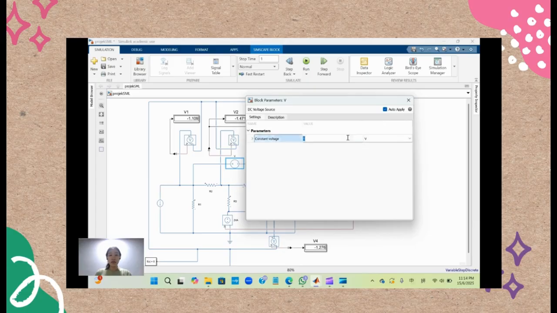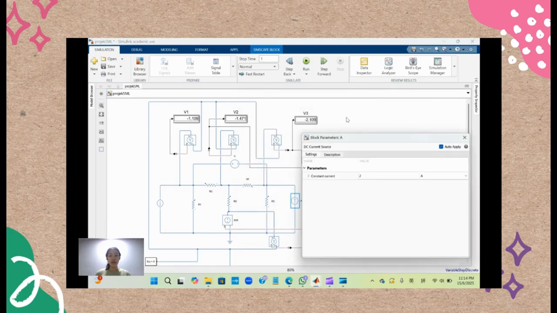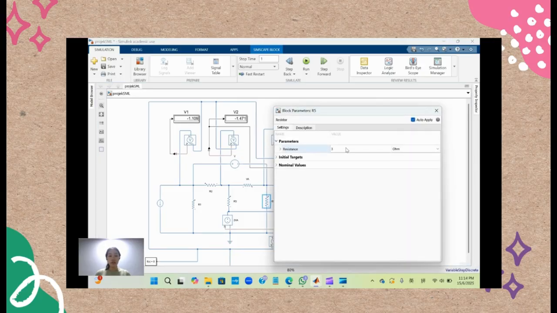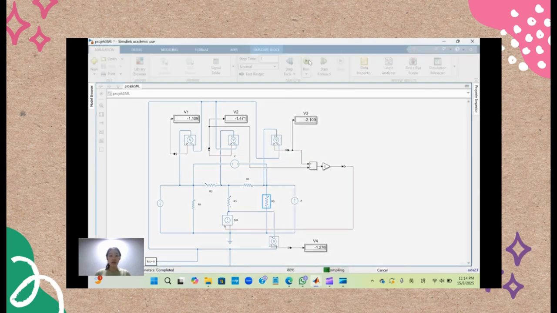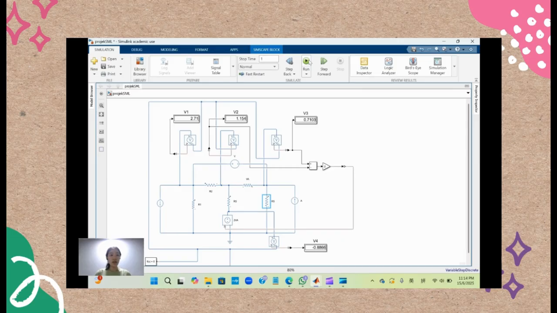And now we set the third set of numbers, which is voltage in 2, current in 4, resistor in 6. We run again, and we will get V1 at 2.71, V2 at 1.154, V3 at 0.7103, and V4 at negative 0.8866. This is all of the result of our simulation.